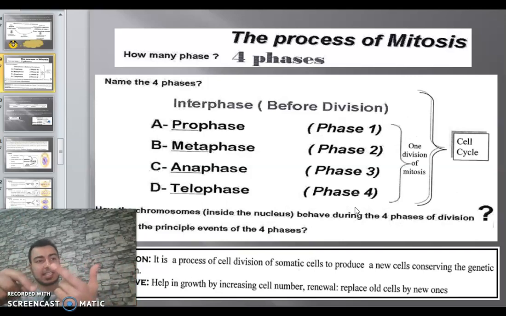Renewal of cells. If you get injured, for example, your cells which are injured or destroyed must be renewed. How are they renewed? By cell division or mitosis. And new cells replace old cells.